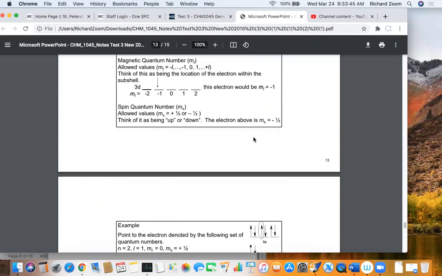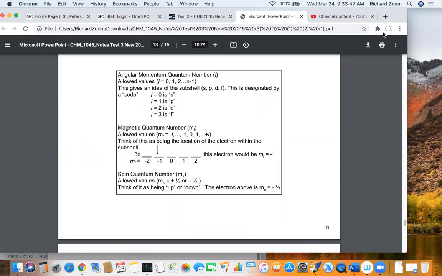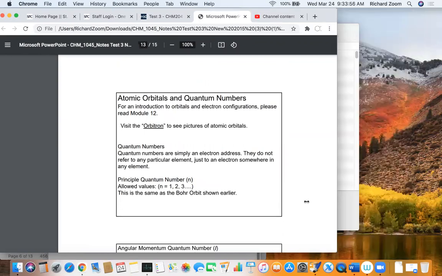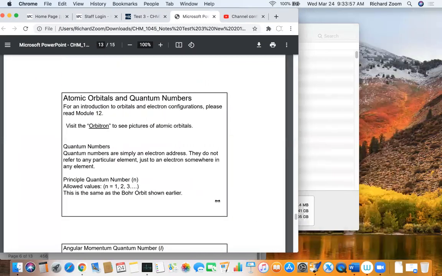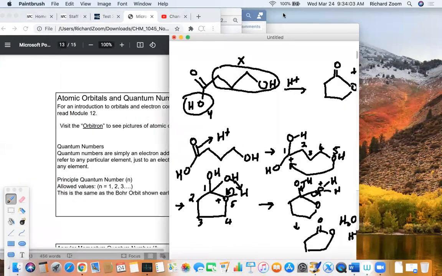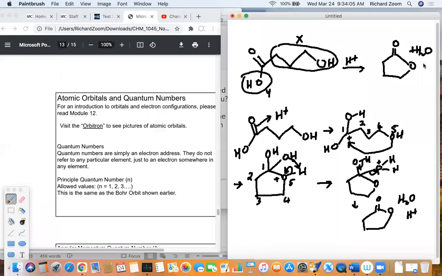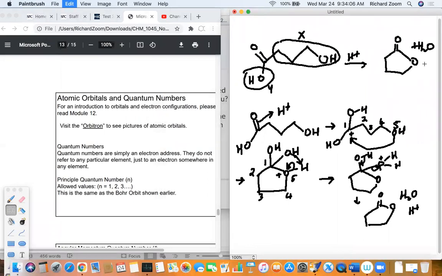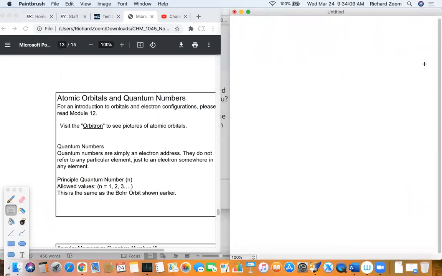All right, so we're going to first of all go through some atomic orbitals and quantum numbers. And one thing that we learned, well, we've already talked about, was the old model about the Bohr orbits. Let me get rid of this stuff over here. And the model that we're used to seeing, or have been used to seeing, that describes where electrons are in relation to the nucleus.